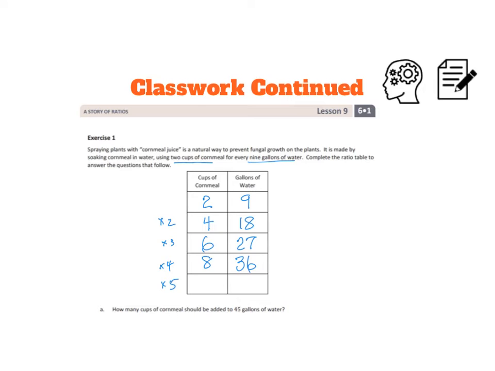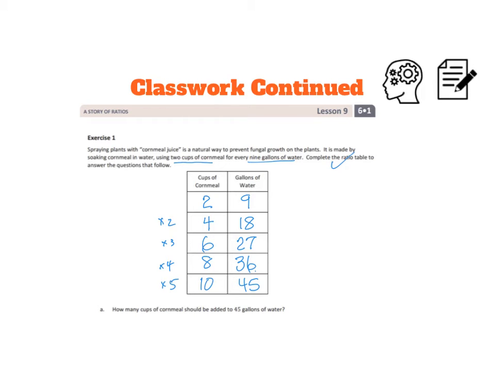It's okay if you don't have your math facts. 2 times 5 is going to give me 10, or I could add 2 to that. 9, 18, 27, 36. I'm adding 9 each time, which is what your math facts do. So this is 45. Okay, so the table's done.